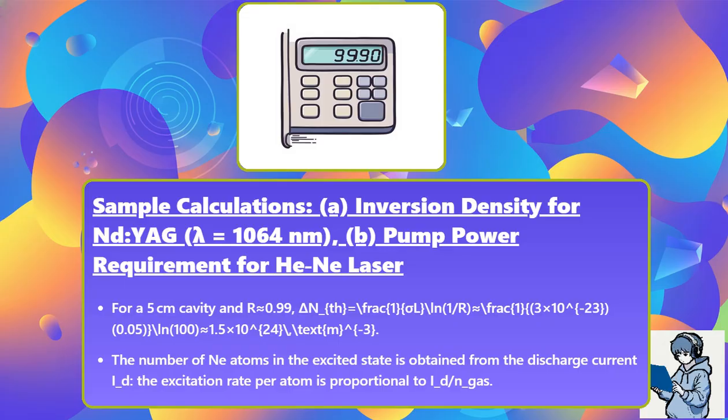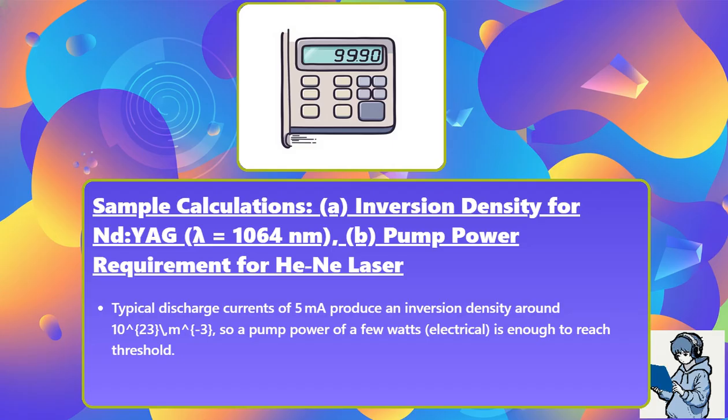The number of neon atoms in the excited state is obtained from the discharge current I sub d. The excitation rate per atom is proportional to I sub d divided by n gas. Typical discharge currents of 5 milliamps produce an inversion density around 10 to the 23 per cubic meter, so a pump power of a few watts electrical is enough to reach threshold.